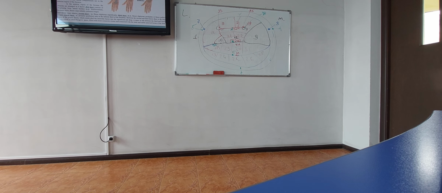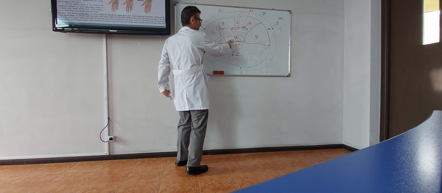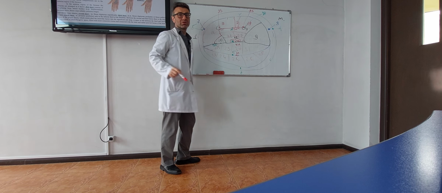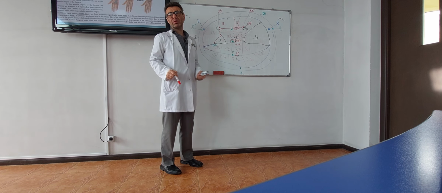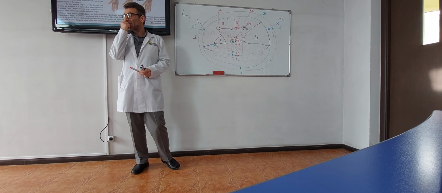Layer number 2, the same, 20. One minute attention. Layer number 3, 21, 22, but one more layer is happening here. Layer number 4, 41, one more muscle, the fourth layer. 41 muscle, and call it, please, pronator quadratus.